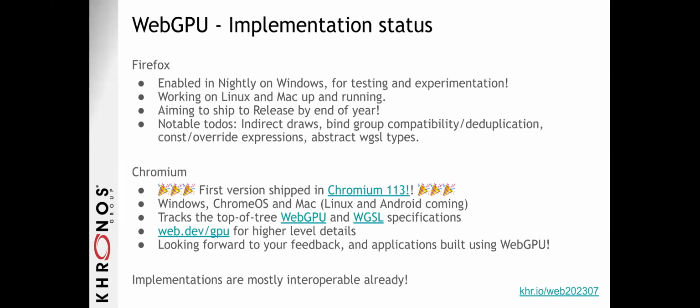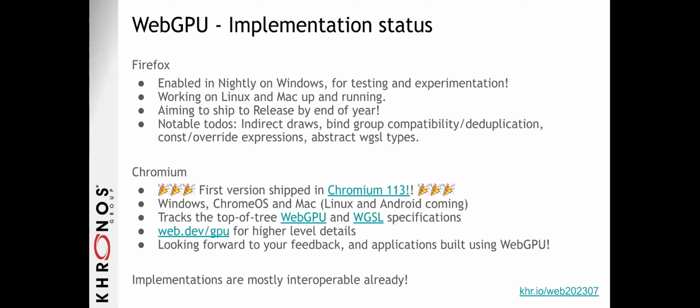Mac is coming later this year, and generally we're aiming to ship release by the end of the year. But right now there's actually no way to enable it on anything but Nightly. So it has to be Nightly. It's our experimental branch, so let's do the experimenting there. Let us know if you run into any issues with it, obviously, but we have some notable to-dos: indirect draws don't work, bind group compatibility and deduplication doesn't work, and const override expressions and abstract types, like abstract ints and abstract floats, aren't in yet, but we're hard at work on those.